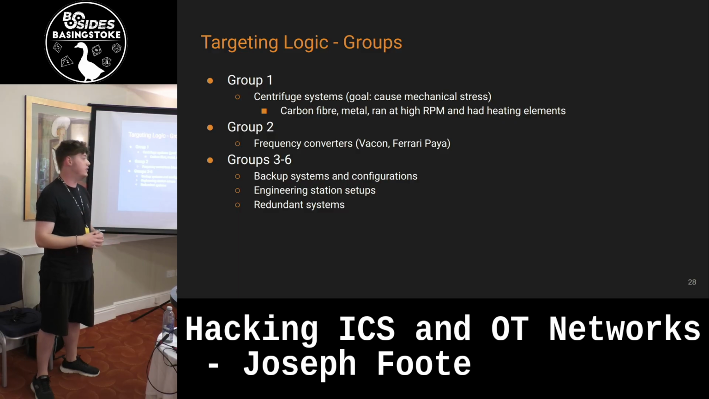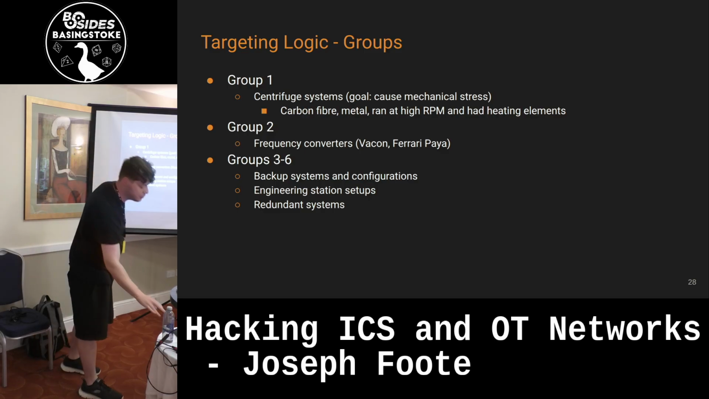used in a specific way, and actively protected. For Group 2, the frequency converters, these were the things that ran the actual motors within the centrifuge to make them spin. And for Groups 3 and 6, slightly less important, you had backup systems, configuration, engineering systems, analysis systems, etc. But this wasn't as important for Stuxnet.